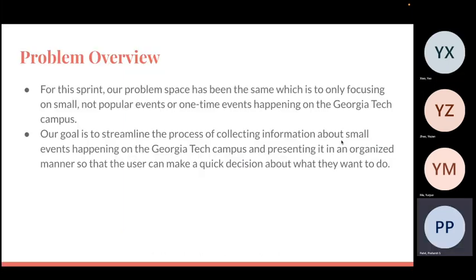For this sprint, our problem space has been the same, which is to only focus on small, not popular events or one-time events happening at Georgia Tech campus. Our goal is to streamline the process of collecting information about small events happening on Georgia Tech campus and presenting it in an organized manner so that the user can make a quick decision about what they want to do.